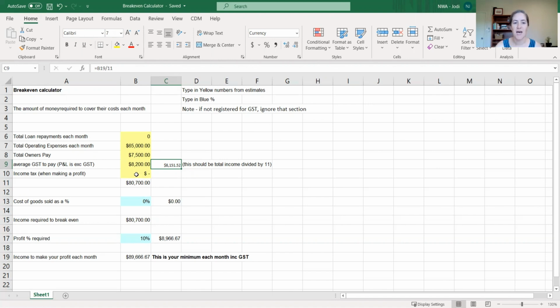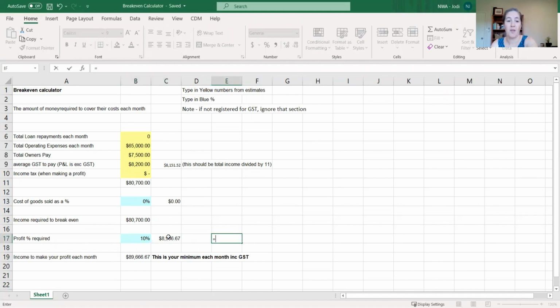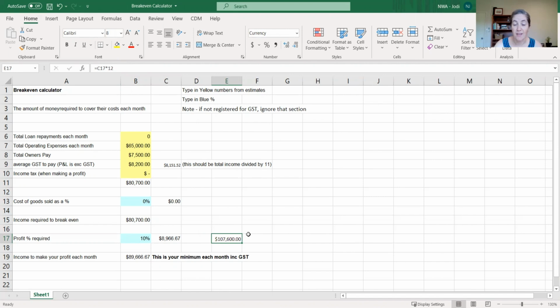And then your income tax, if you're struggling with this one, just reach out and let me know so I can do some quick tax calculations for you and for your business. So for this business, it's looking at an income of nearly 90,000 per month, of which 10% is profit. So 8,966 times 12 months of the year. So we look at a profit of around $100,000.